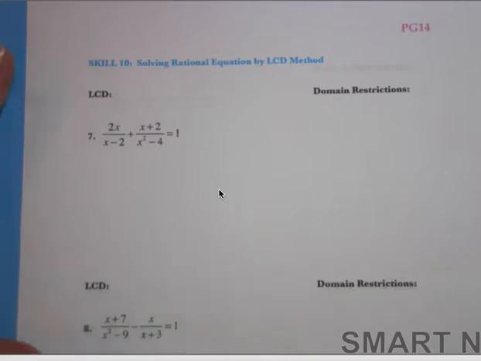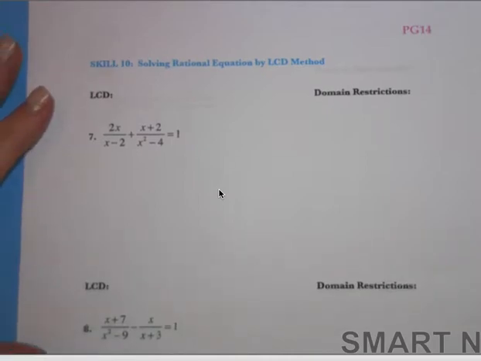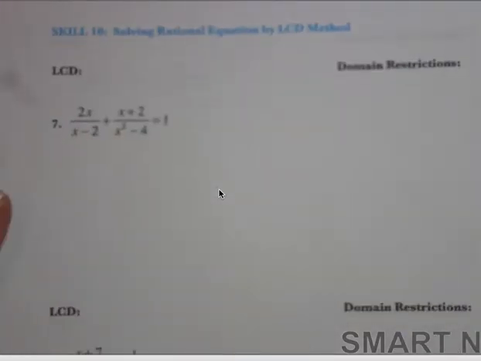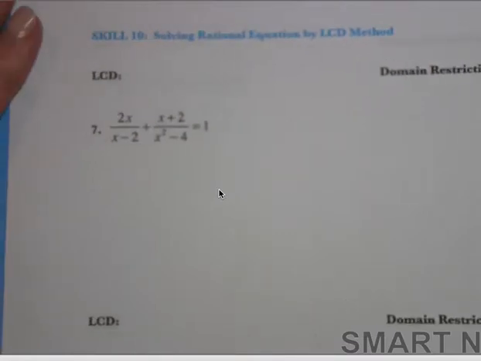This video is going to talk through skill number 10, solving rational equations by using the LCD method. And in this particular video, all of the denominators are going to be polynomials, quadratics. So looking at the first example, I see that my common denominator is x squared minus 4, the difference of squares.